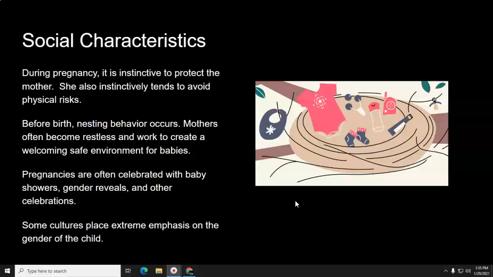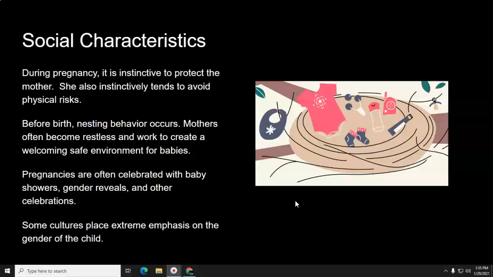baby, but there's also a reported very strong compulsion to clean things and organize things, and it's a way to reduce your anxiety and prepare, because if you do the work ahead of time, you aren't dealing with as much afterwards. Pregnancies are often celebrated with baby showers, gender reveals, and other celebrations like that. And some cultures place extreme emphasis on the gender of the child.